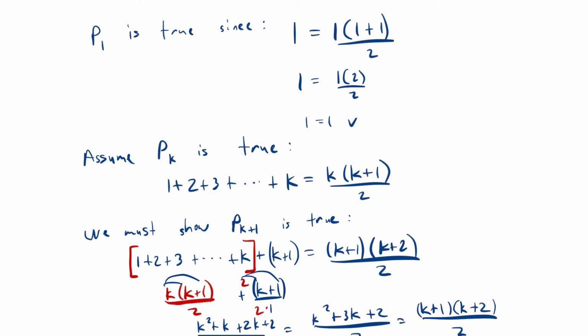Now you just have to say, thus, P sub k plus 1 is true. Hence, or therefore, P sub n is true for every positive integer n. So that's the way induction works. If you follow those steps, you'll pretty much get any problem.